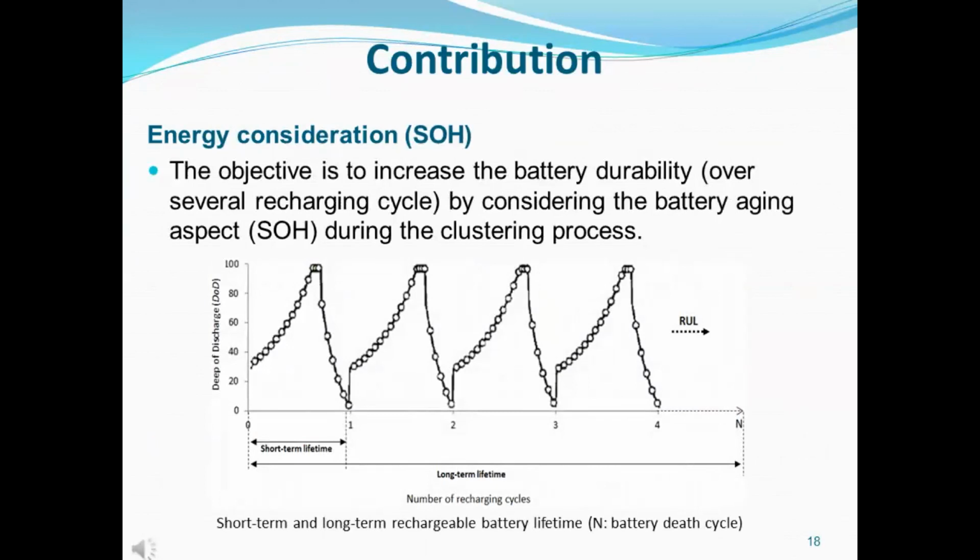In this context, we elaborate the problem of considering the battery aging to optimize the network lifetime in the long term. The objective is to increase the battery durability over several recharging cycles by considering the battery aging aspects, or the state of health of the battery, during the clustering process. This figure represents a comparison between the short-term lifetime, represented by one recharging cycle, typically considered by clustering approaches, and the long-term lifetime, represented by all the recharging cycles until the battery is completely depleted.